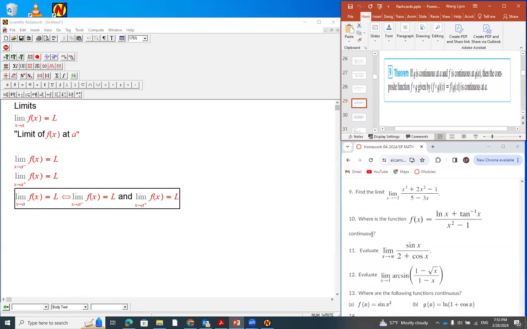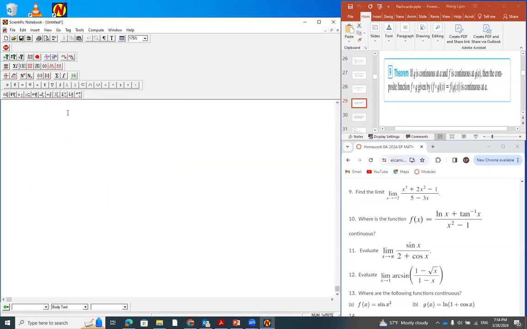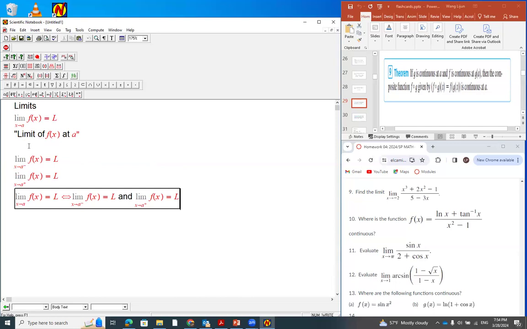For example, in the case of number 11, it says evaluate the limit as x approaching pi of sine x over 2 plus cosine x. Okay, I'm going to write this question down, and I'm going to write the answers for you. See how I put the narrative together. Because when we are doing these questions, we're not just plugging in numbers. Sometimes we need to say something.